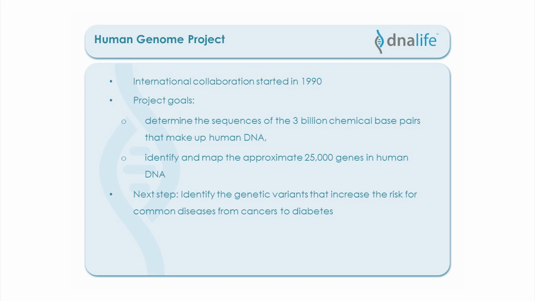Much of what we know about genetics today is as a result of a major international collaboration started back in 1990 called the Human Genome Project. When it started, the goals of the project were to determine the sequence of these 3 billion chemical base pairs that make up human DNA. In other words, to read the book that comprises the genetics that make us human. And secondly, to identify and map the approximately 25,000 genes that we all carry within our DNA.